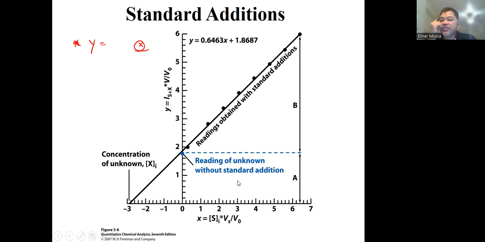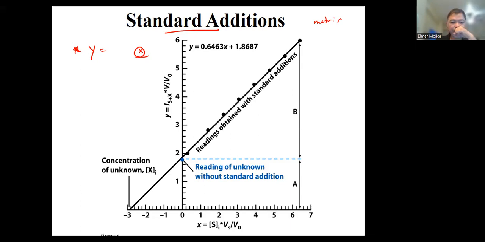And again, as I told you, this is useful when you have a matrix effect. Standard addition. It's like a calibration curve, but you use the calibration curve if the matrix is not a problem, while if the matrix is a problem, standard addition is the one that is applicable. Questions so far?